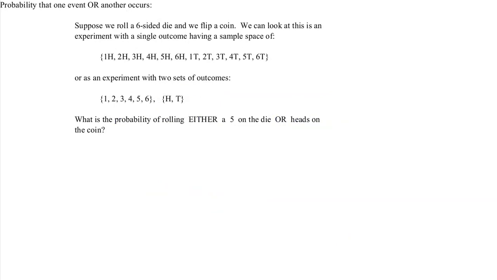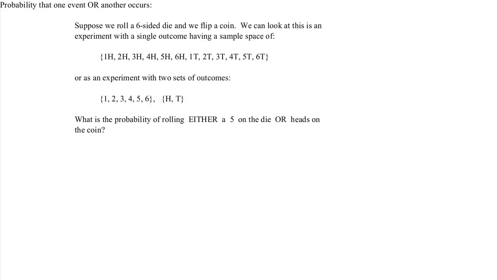Now what we're going to do is look at the probability that one event or another occurs. Not necessarily that they both occur, but that either one thing occurs or the other thing occurs or they both occur. So we're going to look at an experiment with 2 pieces to it. We're going to roll a 6-sided die and we're going to flip a coin. So we can look at this as an experiment with a single outcome with a sample space of, well, on your die, you could roll a 1, a 2, a 3, a 4, a 5, or a 6. And then on your coin, you can get a head or a tail.